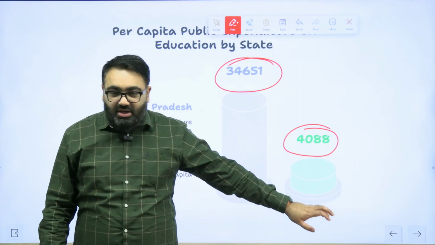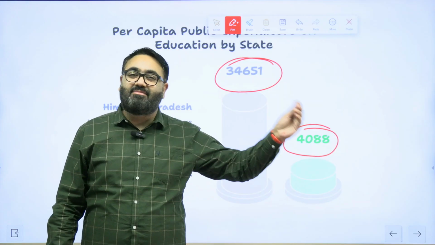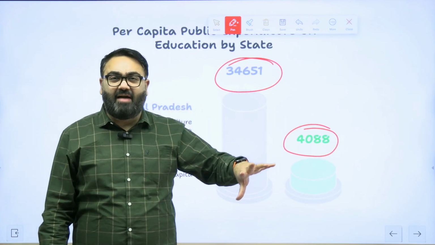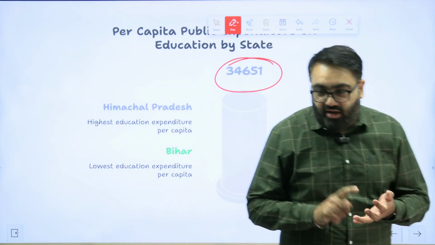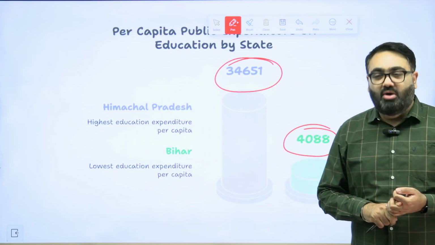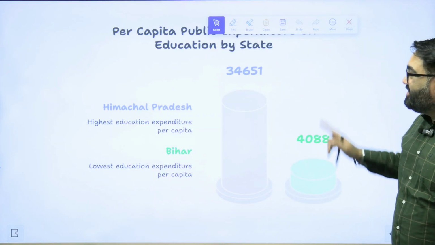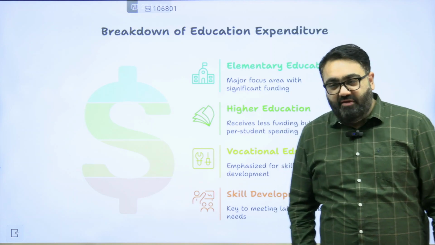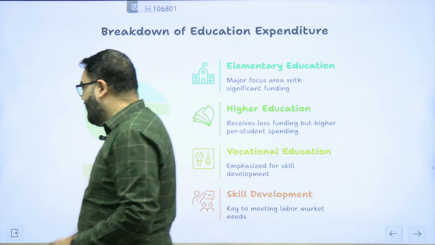When you have such a huge gap, how do you expect the same kind of output or result in different states? That would obviously have a major impact: a difference in the infrastructure, in learning outcomes, and in the facilities that you would expect. All these are issues that have not been resolved, and there's a big gulf between the states when it comes to education.